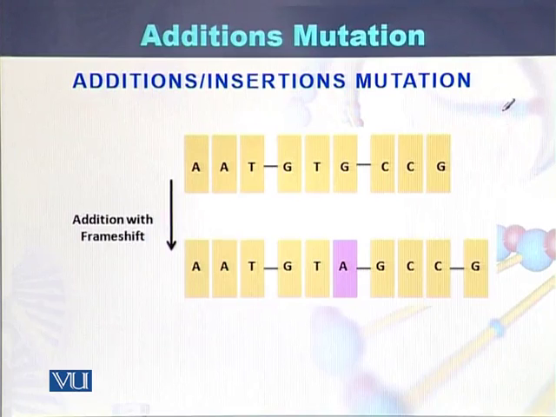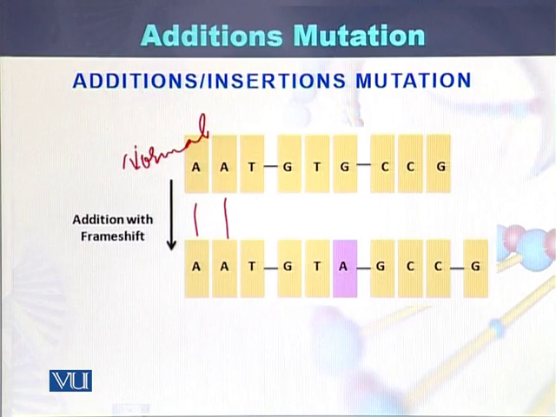In this diagram, we can see how a nucleotide is added into the sequence of the DNA. If we do the comparison, this is the normal DNA sequence. In the normal DNA sequence, there is A, T, G, T, and then there is addition of a nucleotide A. This G is actually this one. So between T and G, a new nucleotide has been added, that is adenine.